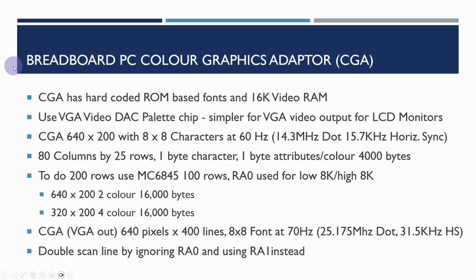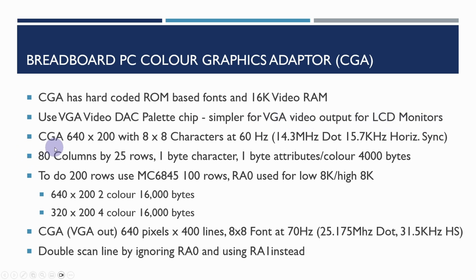From the previous video we summarised some of the key points. So CGA has a hard-coded ROM-based font and 16K of video RAM. We are going to use a VGA compatible digital analog converter palette chip, so this makes it easier for driving the VGA video output for LCD monitors.